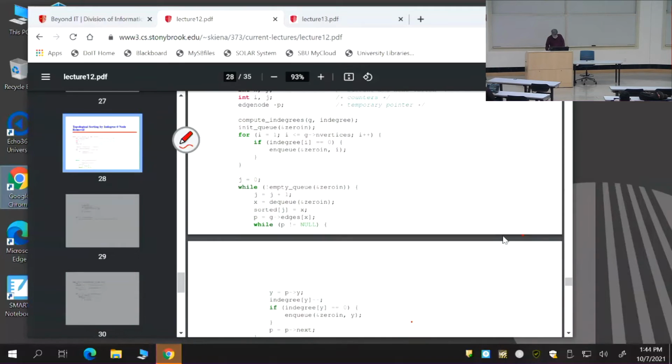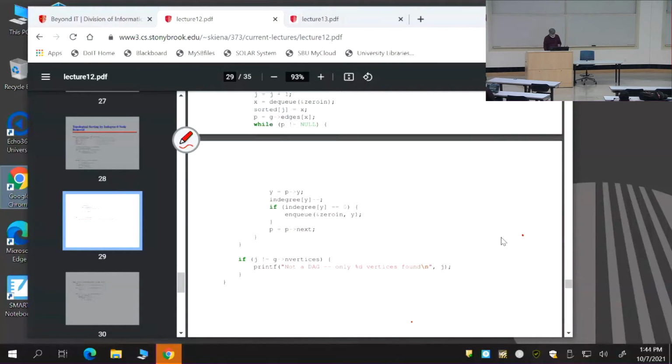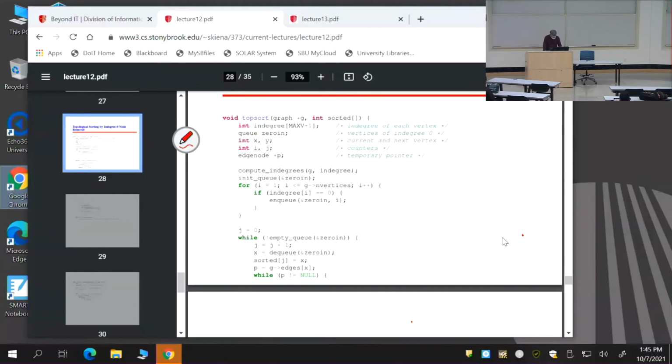What else did I have to do? Basically, I've computed the in-degree of every vertex. What am I now going to do? My queue of things that are of degree 0 is initialized. I'm going to go through all my vertices and find which ones have in-degree 0. If it is, I enqueue it onto my to-do queue.